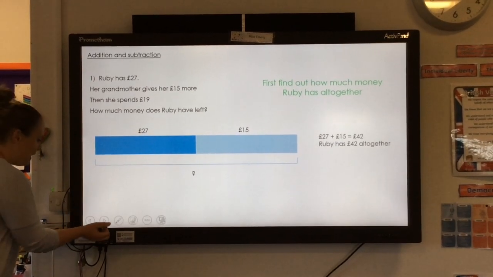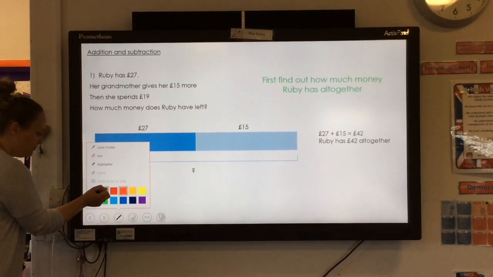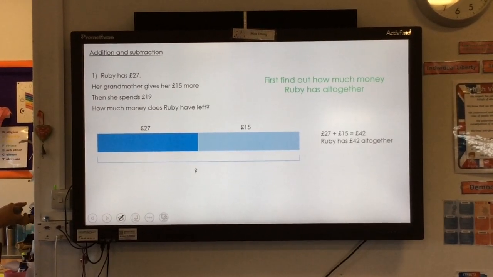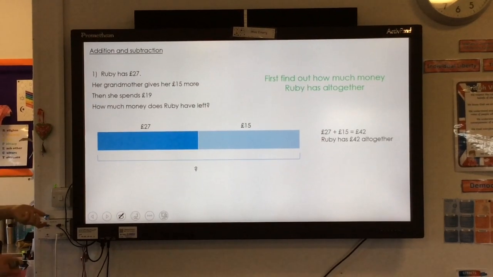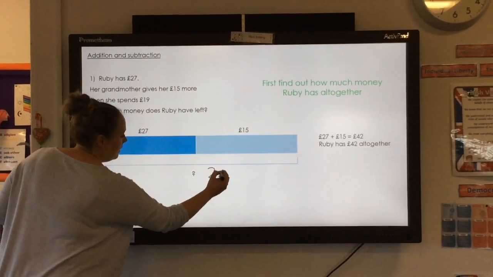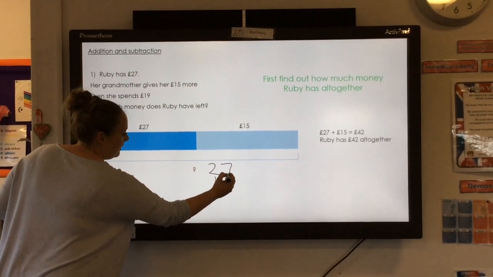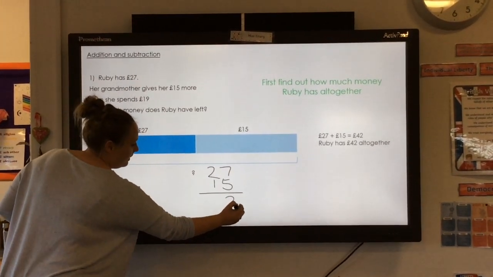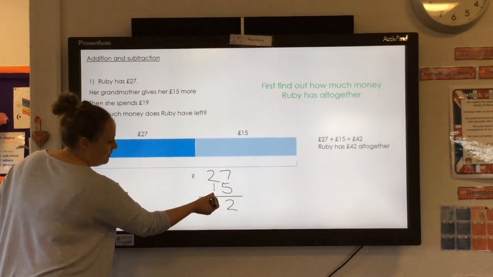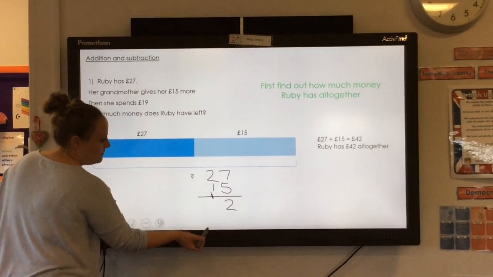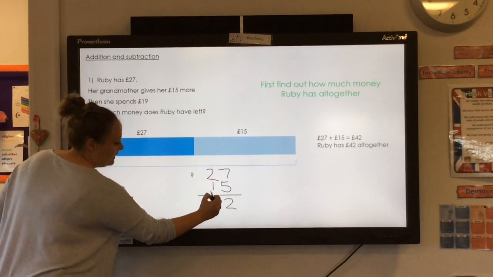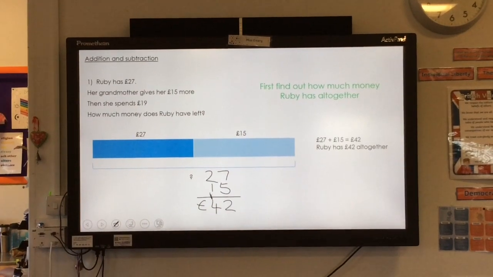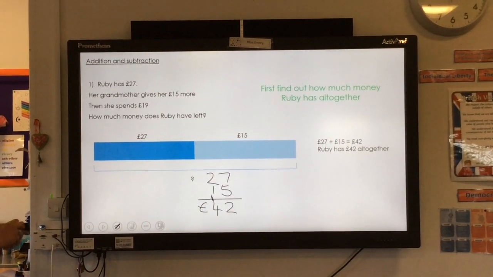Now if you're struggling to add that up, remember, you can either use money in front of you if you've got it. You can make £27 and make £15 and add them together. Or you can do £27 and £15 and add them up. 7 and 5 make 12. So 1 for the tens column and 2 ones. 2 tens add 1 ten add 1 ten is 4 tens. So you've got £42. So altogether, Ruby has £42.